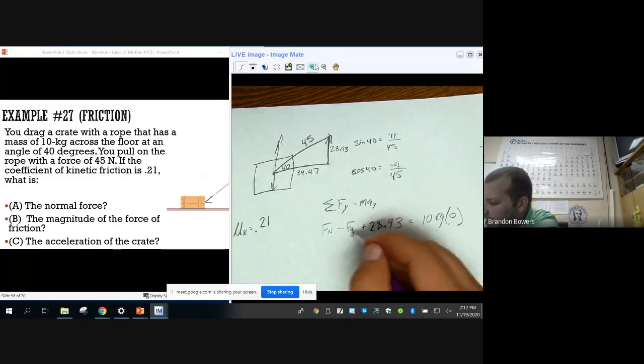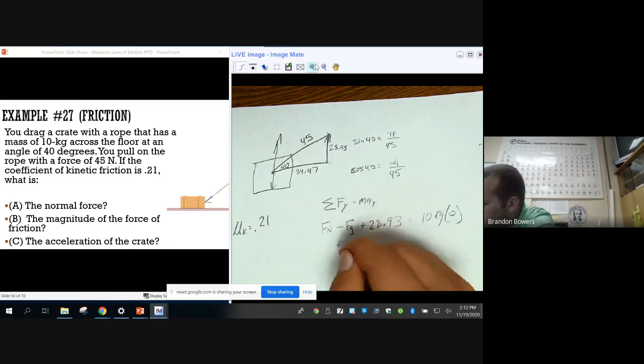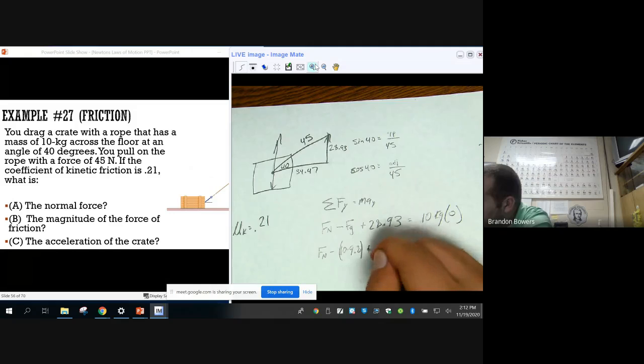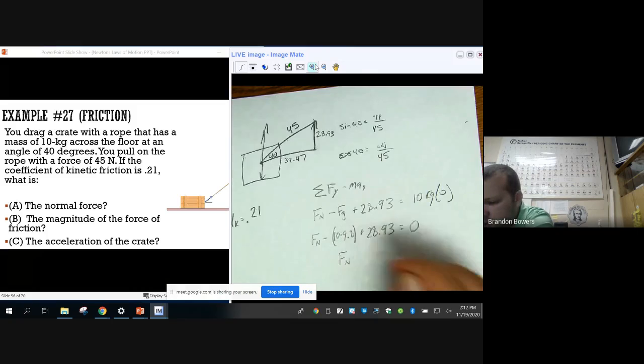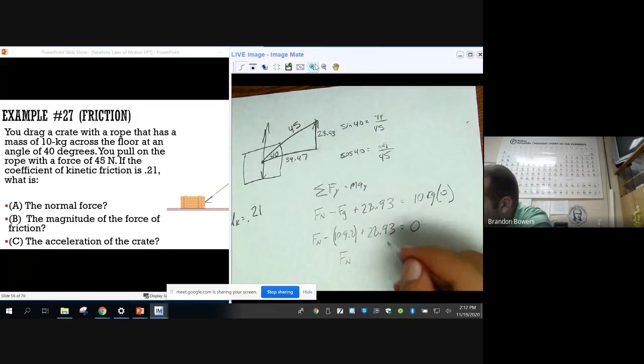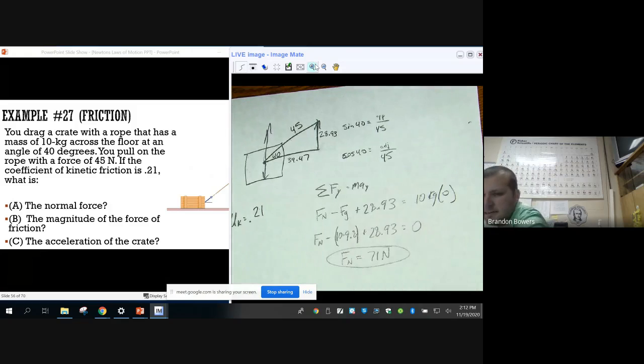Okay, so Fn minus the force of gravity is mass times acceleration plus 28.93 is equal to 0. When you solve for the normal force, I got about 71. Okay.